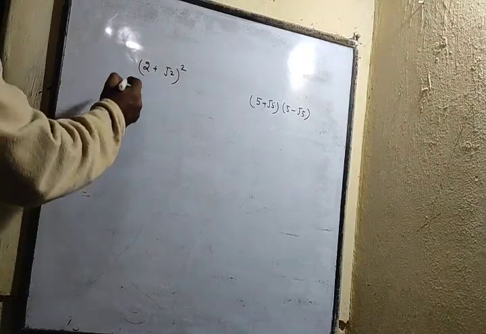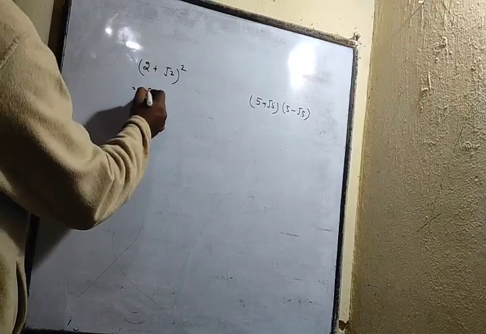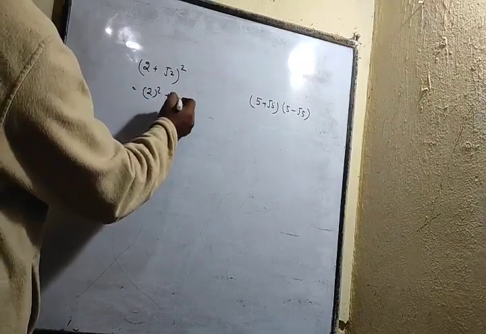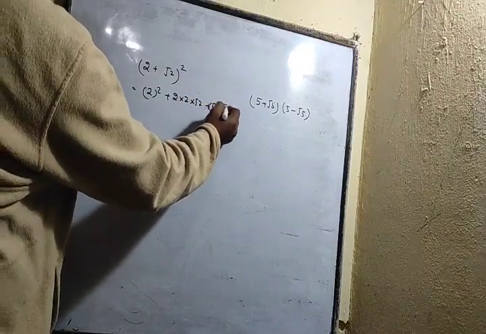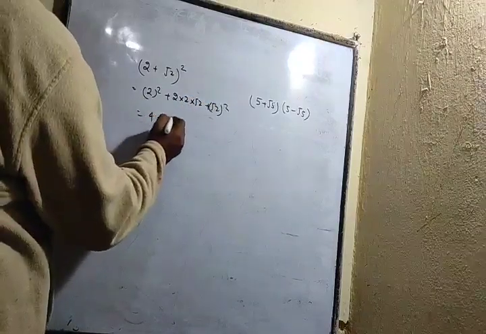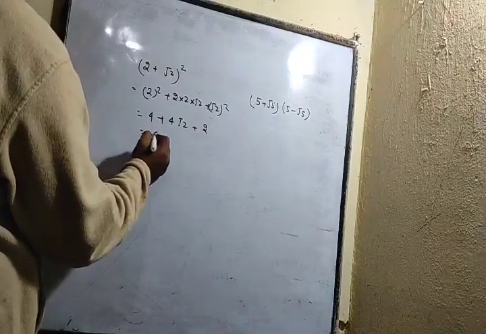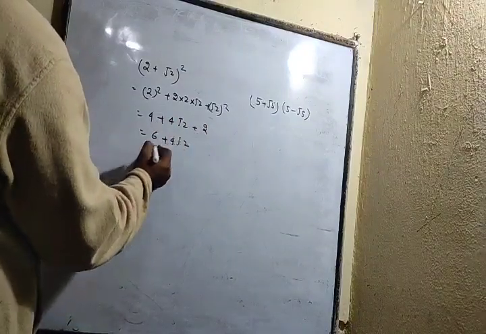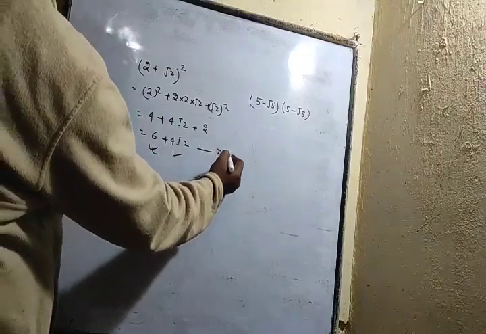So we'll solve it. (a plus b) whole square is a square plus b square plus 2ab. So it will be 2 square plus 2 into root 2 plus (root 2) whole square. So it will come out as 4 plus 4 root 2 plus 2, since (root 2) whole square is 2. So it will come out as 6 plus 4 root 2. This part is rational, this part is irrational, so it is not a rational number.